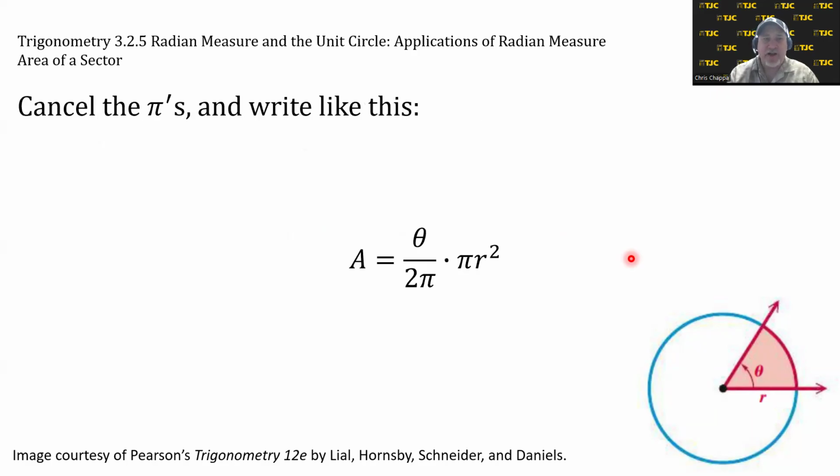And how would this simplify? Well, the pi's would cancel, and then we could write it a little more cleanly like this. Area equals 1/2 theta r squared. Some books say area equals 1/2 r squared theta. It's a multiplication problem. Either way is good.